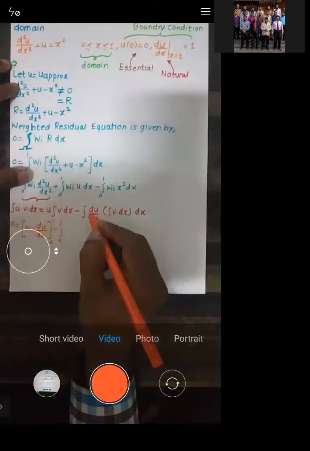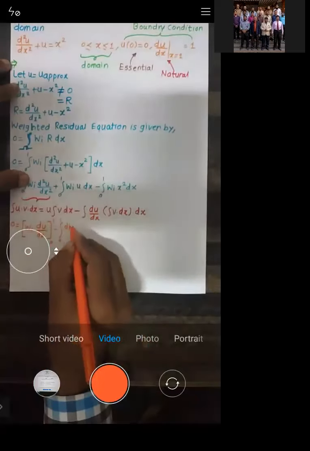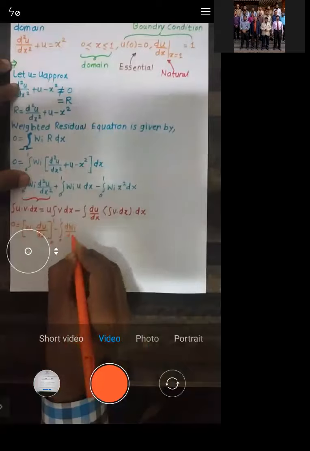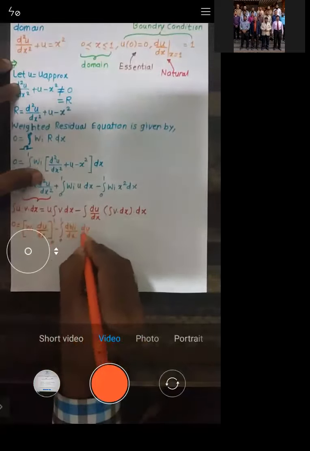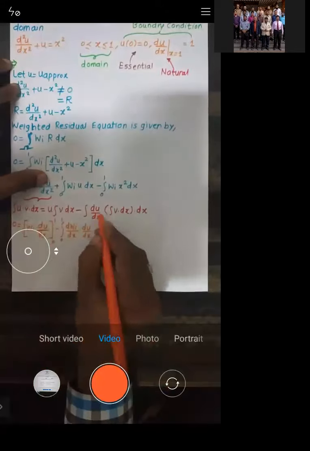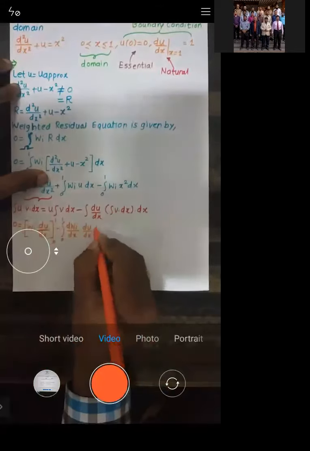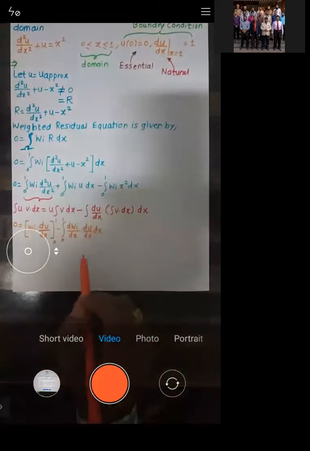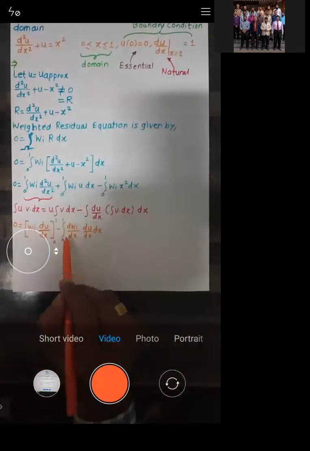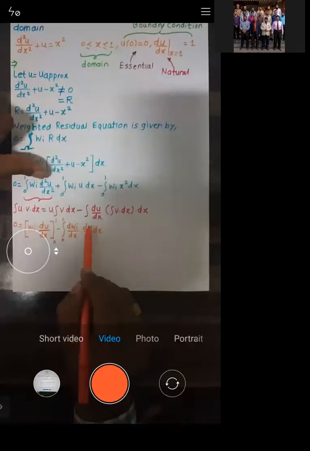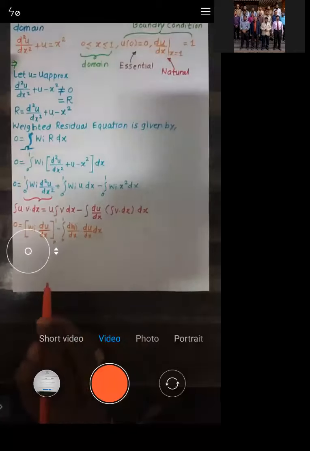Derivative of first. What is the derivative of first? That is dw by dx, right? That is the derivative of first, multiplied into integration of second, that is du by dx. Integration of second into dx. Is it okay? See, first into integration of second for the limit 0 to 1, minus integration derivative of first into integration of second dx, right?